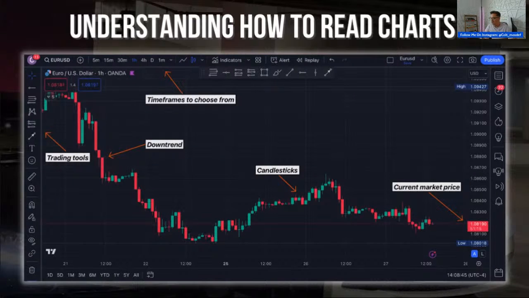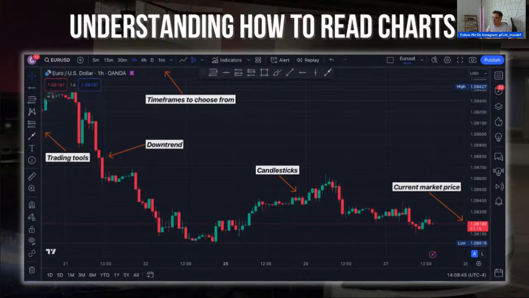So now we are going to go into the actual charts, and I'm going to show you guys how to actually start entering a trade and how to actually read the markets. So once you go to tradingview.com, this is how your chart should look. It should look something like this. And on this chart, I am looking at Euro USD. I'm looking at the Euro versus the US dollar.